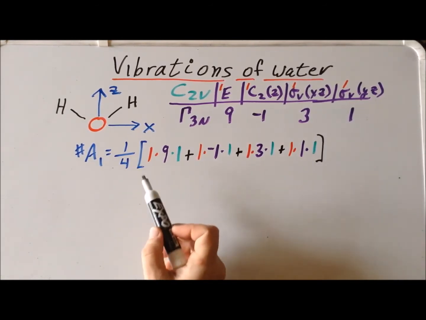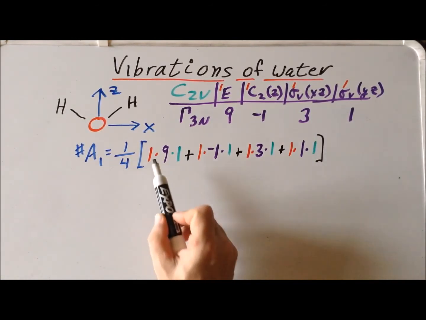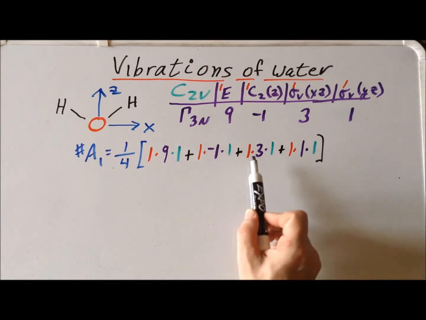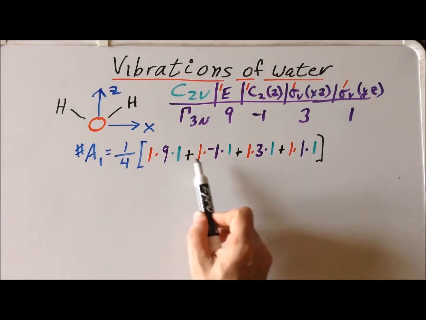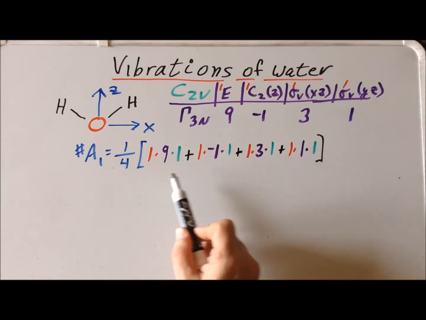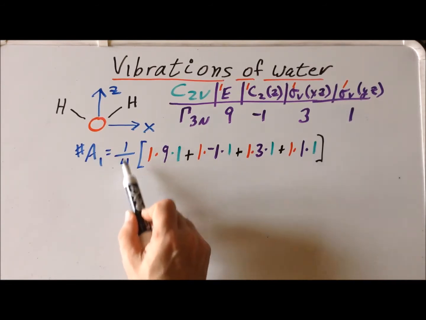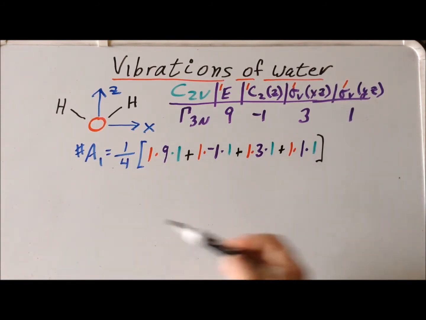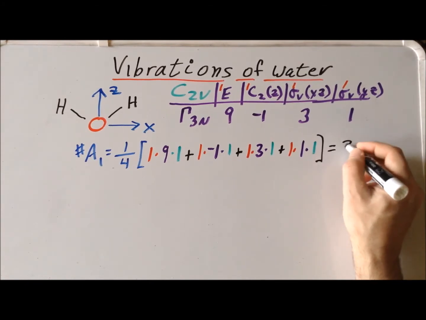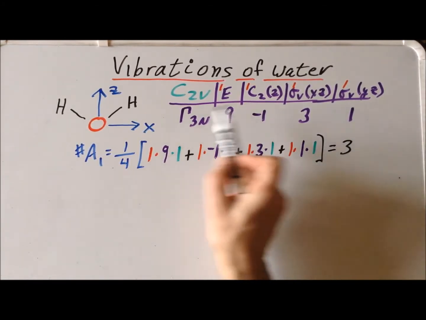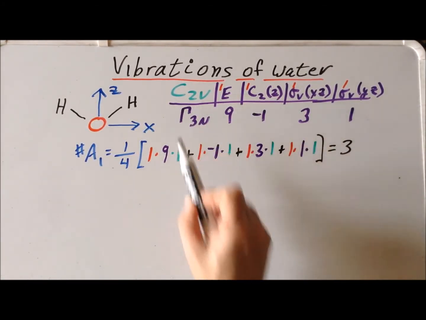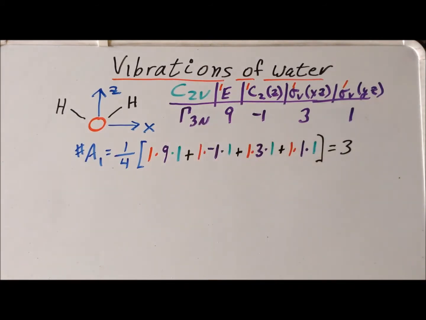So now we work out this particular sum. So we have 9 minus 1 plus 3 plus 1. So that gives us 12. 1/4 of 12 is equal to 3. So this tells us that there are 3 A1 irreducible representations included inside this reducible representation.